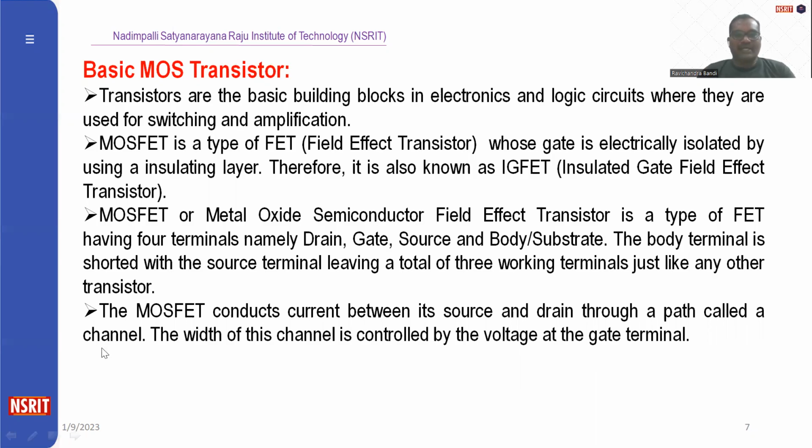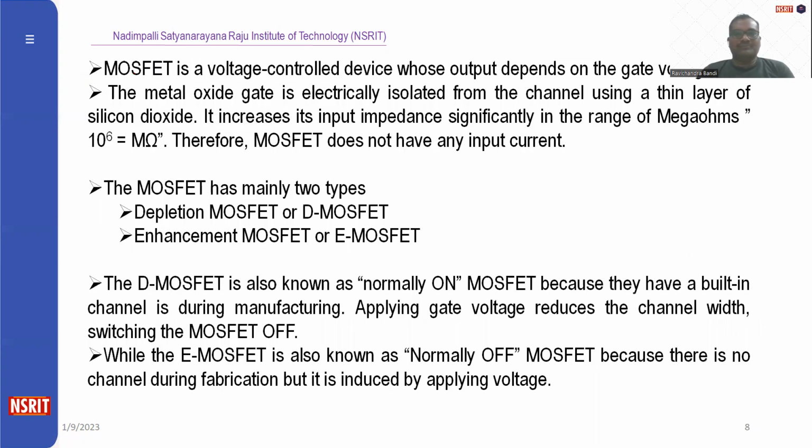The MOSFET conducts current between its source and drain through a path called a channel. The width of the channel is controlled by the voltage at the gate terminal. MOSFET is a voltage controlled device whose output depends upon gate voltage. The metal oxide gate is electrically isolated from the channel using a thin layer of silicon dioxide. It increases its input impedance significantly, in the range of megaohms, 10 to the power of 6. Therefore, MOSFET does not have any input current.